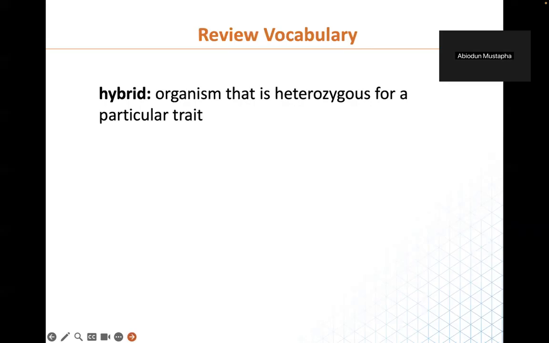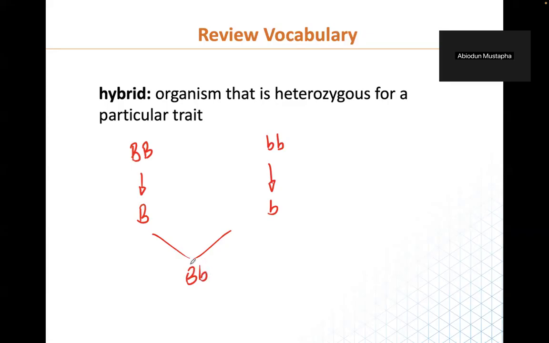We've talked about a hybrid as an organism which is heterozygous for a specific trait. Let's say, for example, we have two cats. One is black, and the other one is white. If you want to cross these two cats, you get the gamete for the black and the gamete for the white. Then you cross them, and that gives you a heterozygous dominant cat.